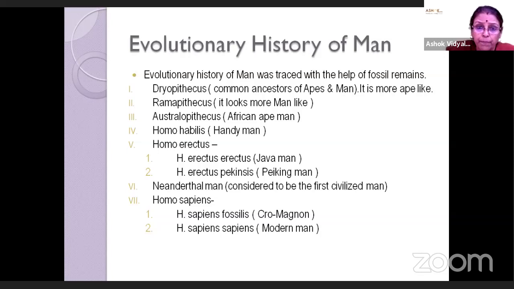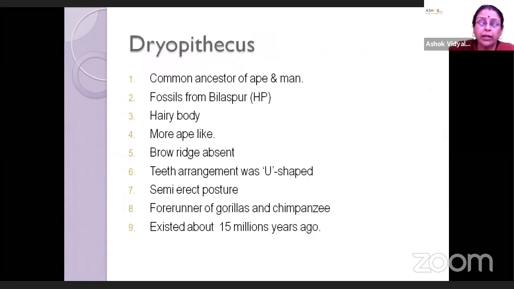Homo sapiens, again of two different types. Homo sapiens fossilis, they are referred to as the Cro-Magnon, and Homo sapiens sapiens, they are referred to as the modern man, which we all belong to. Now next, we'll quickly take up the characteristics of each type.